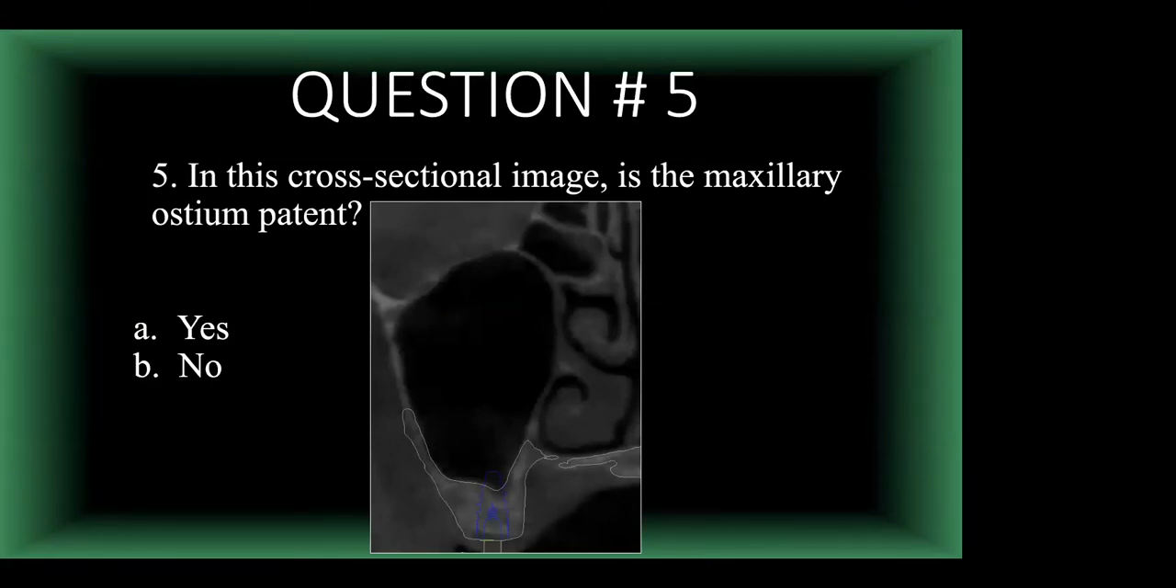Number 5, within this cross-sectional image, is the maxillary ostium patent? Yes or no? So if you look at this image, look at where the maxillary ostium is. Robert, take that off, just give us a couple more seconds here. Okay, look at that, very good. And see, is the maxillary ostium patent in this specific cross-sectional image? A would be yes, B would be no. Go ahead, Robert. There we go.